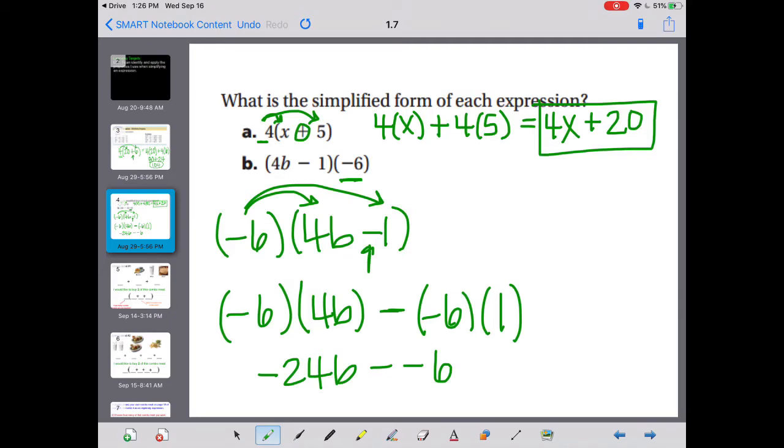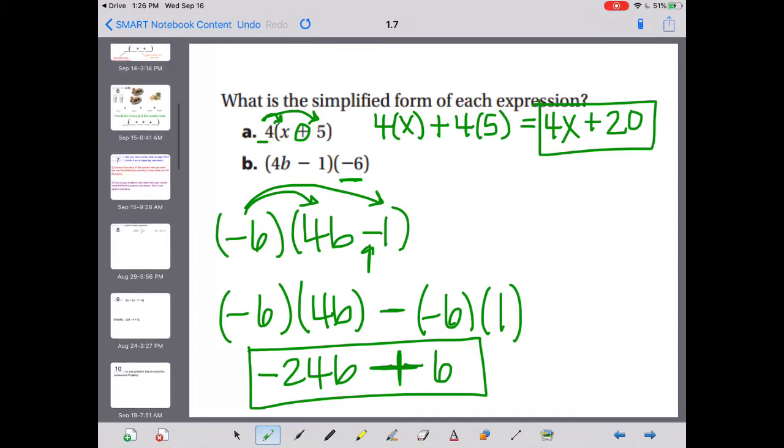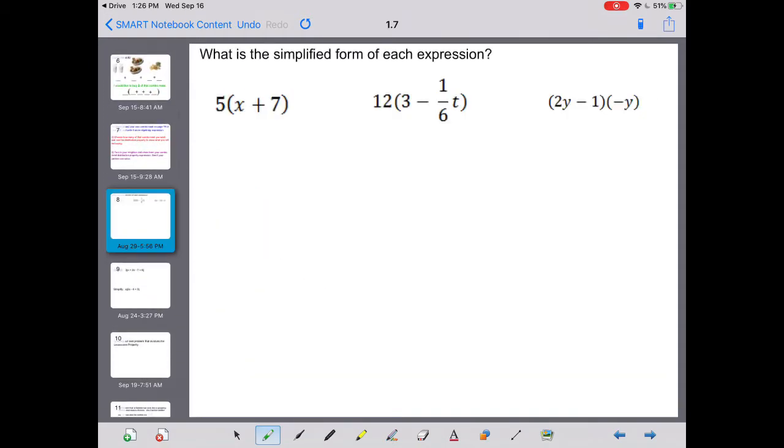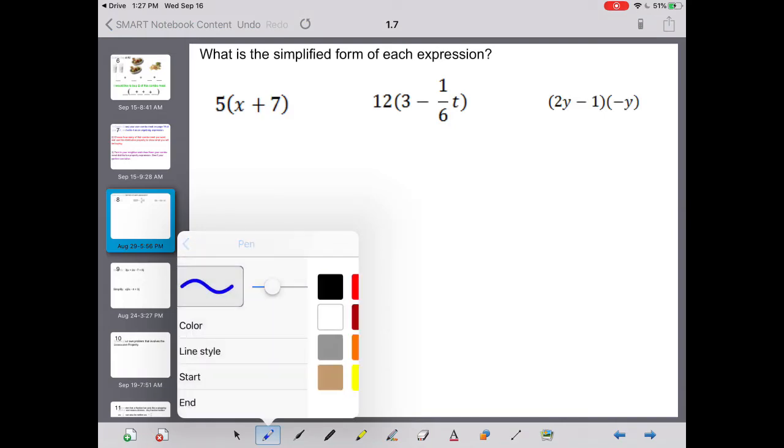Okay, well negative 6 times 4b is negative 24b, minus a negative 6 times 1, which is negative 6. Okay, the last thing that we can do is when I see that I have a minus and negative, I should turn that into a plus. So my final answer is negative 24b plus 6. Okay, this would be a great spot for you to pause and try these 3 problems on your own before you come back and see what I got for my answers.